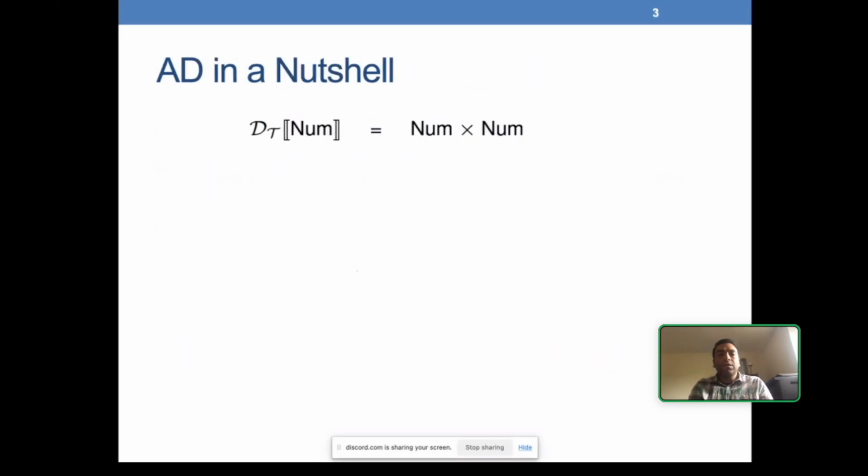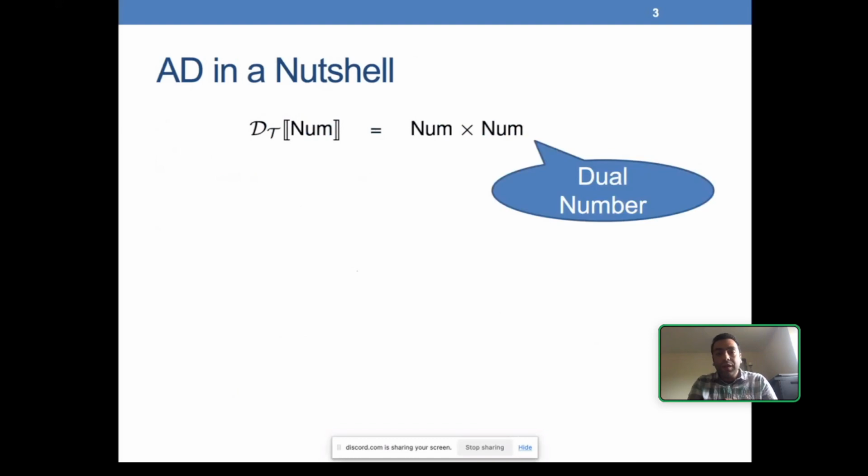And if I want to say what AD is at an even higher level, actually at the type level, whenever we have an object of type number, what AD is doing is that it translates it into a dual number. So what is a dual number? It's basically a pair where the first part is the original part of the computation and the second part is the tangent, or the slope, or the derivative.